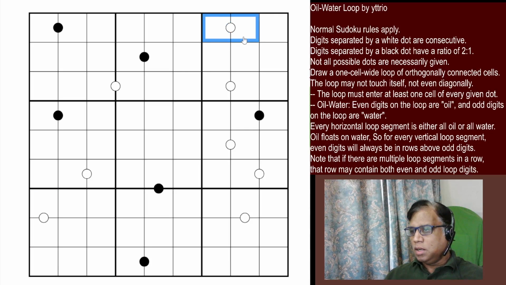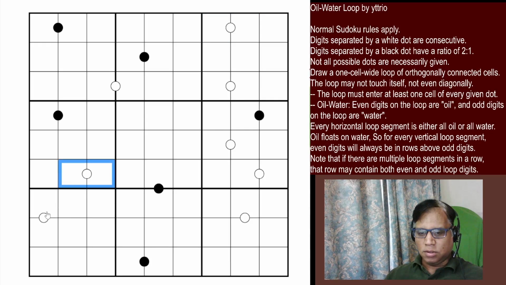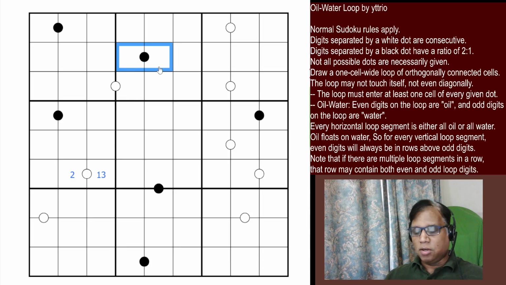Digits separated by a white dot are consecutive. Digits separated by a black dot have a ratio of 2 to 1. Not all possible dots are given. That means wherever we see these white dots, we should place digits such that those are consecutive. For example, if you have 2 here, you could have 1 here, or you could have 3 here. Similarly, on the black dot, we should place the digits such that they are in a 1 to 2 ratio. That is, one digit is either double the other or half of the other. So if you have 2 here, you could have 1 here, or you could have 4 here, right? 1 is half of 2 and 4 is double 2.